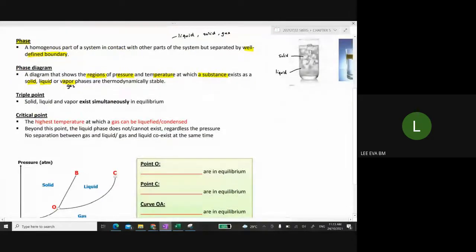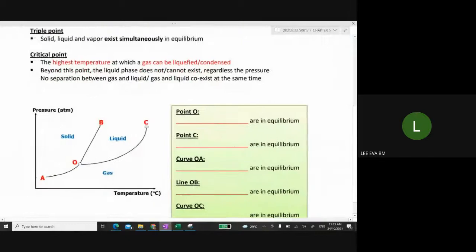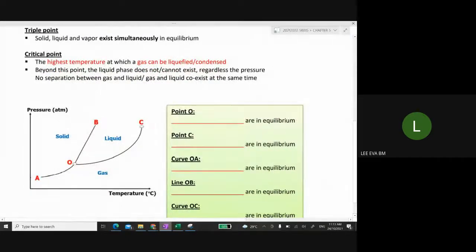Okay, so if you look at your notes over here, we have an example of the phase diagram. You can see over here we have our y-axis, which is the pressure, depends what the unit given is. So we have the y-axis as pressure against the x-axis temperature. Temperature over here has the unit of degrees Celsius. So this is your phase diagram, one of the examples.